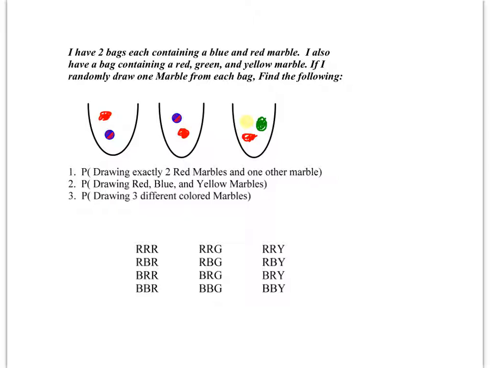And lastly, I want to draw 3 different colored marbles. So I know, again, my bottom number is going to be 12. I need 3 different colors. I got a red, a blue, and a green right here. I got a blue, a red, and a green right here. Those are 3 different colors. I got a red, a blue, and a yellow. Those are 3 different colors. I got a blue, a red, and a yellow. Those are 3 different colors. And I'm looking around. I think that's it. I have 4 out of 12, or a 1 out of 3 chance of getting 3 different colors.